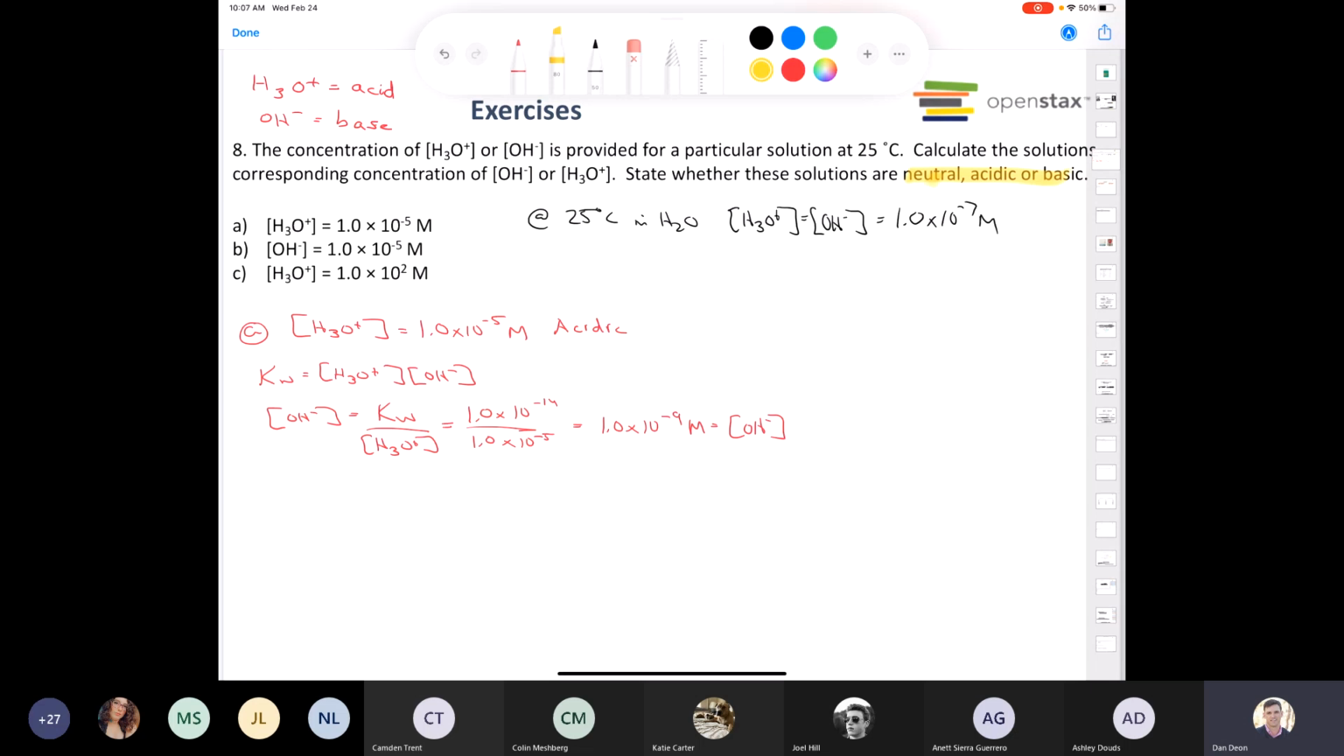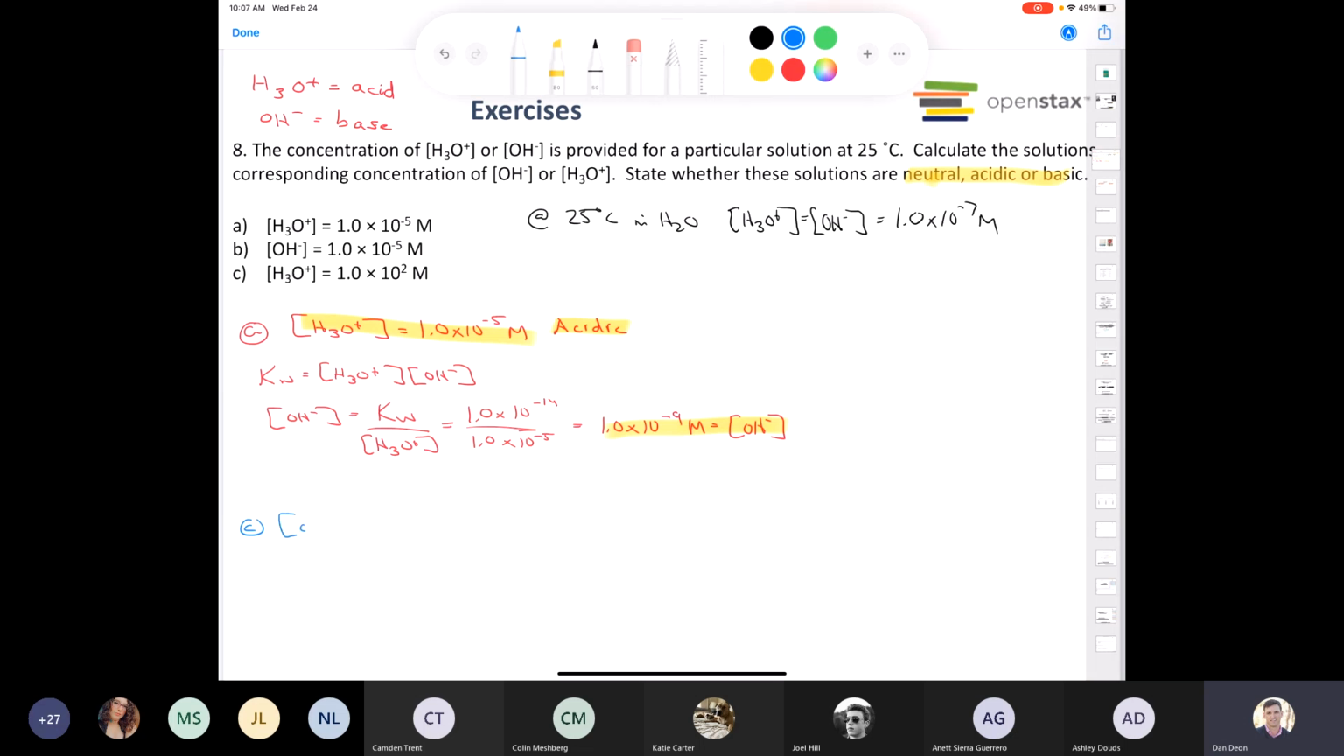What's a bigger number? The concentration of the hydronium or the hydroxide? The hydronium. Therefore, it's acidic. There we go. Let's try B, and then we'll move on. No, let's go all the way to C. I keep skipping the B's here. Again, the solution to B is in the slides that are posted to Canvas.